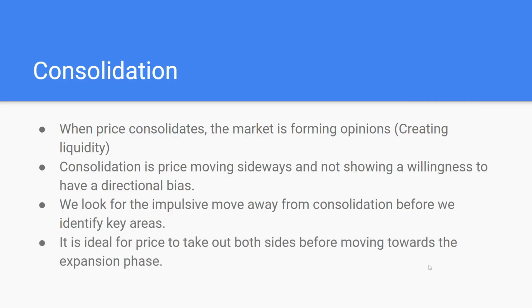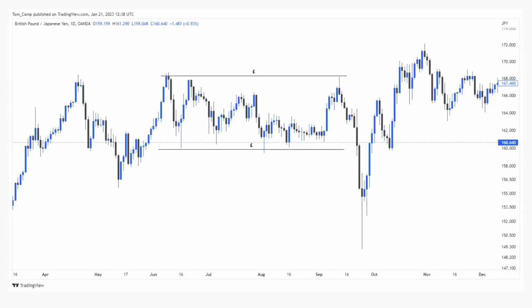It is ideal for price to take out both sides before moving to the expansion phase. Because liquidity is being created on both sides of the consolidation, it is then risky if it only expands in one direction because it's only going to have liquidity in the other side. So as we can see, we've kind of got this random movement of sideways action here. Now, it doesn't look as pretty on the charts as what it would maybe look inside your head, but essentially this is not market conditions.